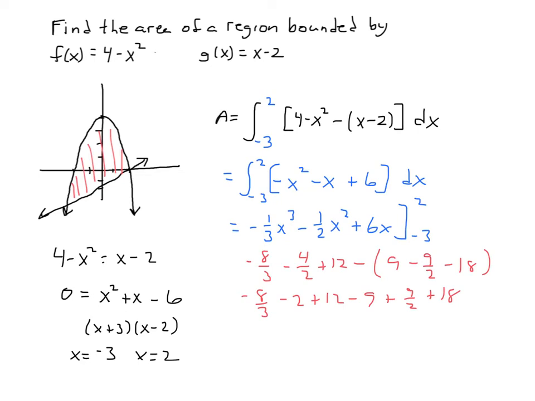And now when I go through, combine all the like terms, get a common denominator, that will come out to be 157 over 6. So the answer in this case is that that area is equal to 157 over 6 square units.